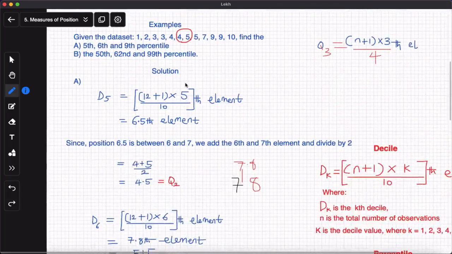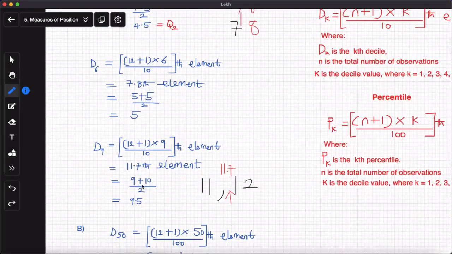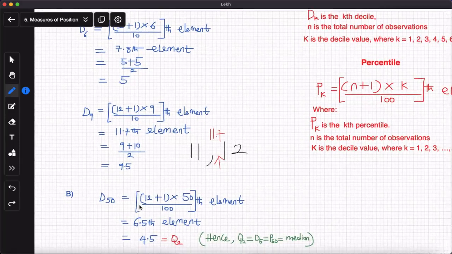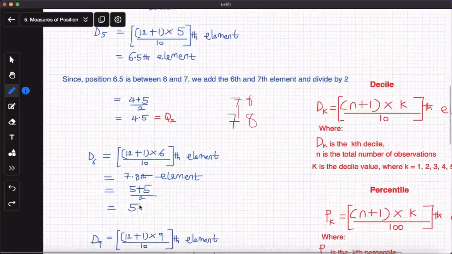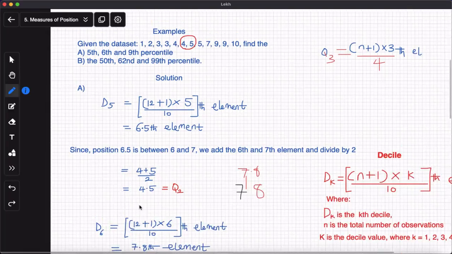So the 11th element and the 12th element: 9 plus 10, we add that and divide by 2. That gives us 9.5. All right, so we are done with the first part.